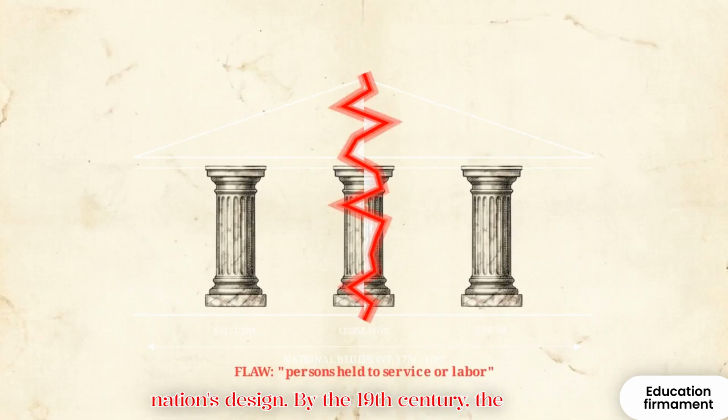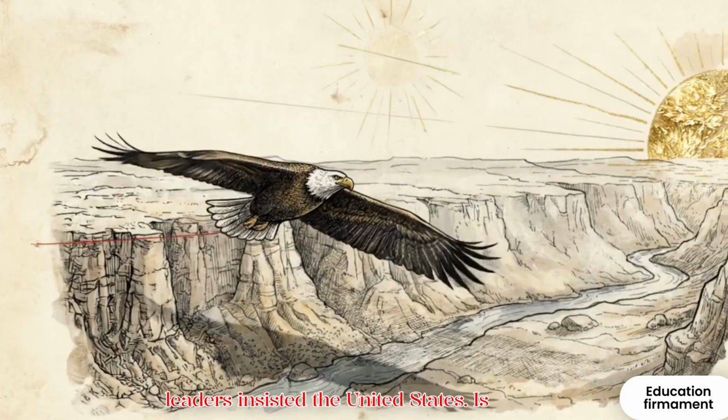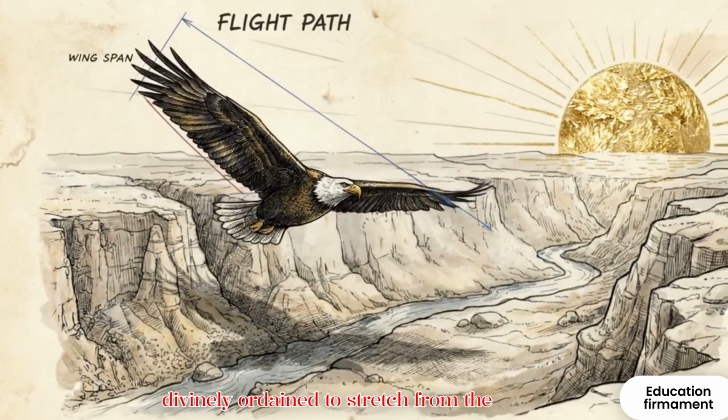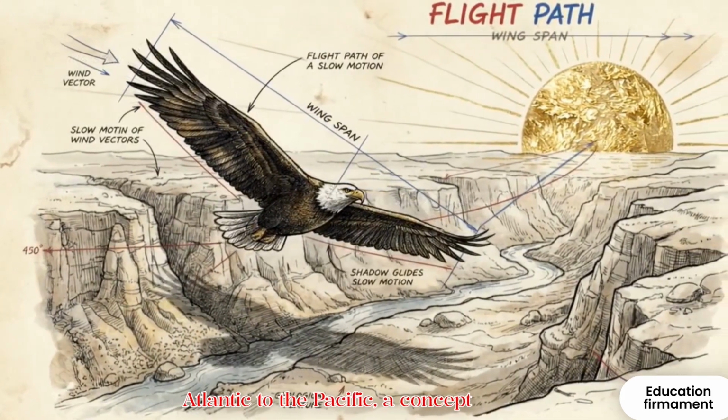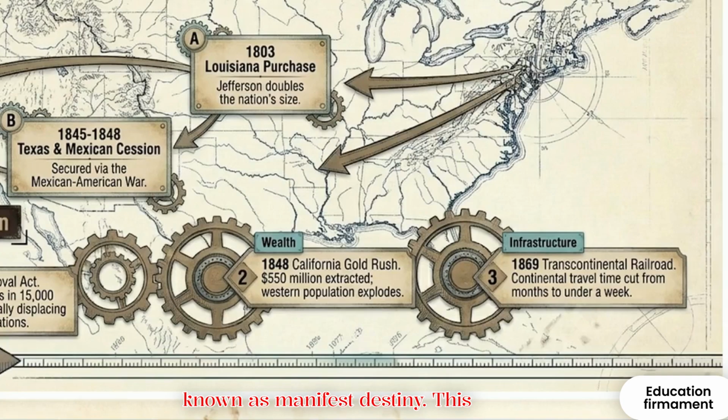By the 19th century, the country looked westward. Political leaders insisted the United States was divinely ordained to stretch from the Atlantic to the Pacific, a concept known as manifest destiny. This infographic maps that expansion. Look at the 1848 gold rush. San Francisco exploded to 20,000 residents, rapidly extracting millions.